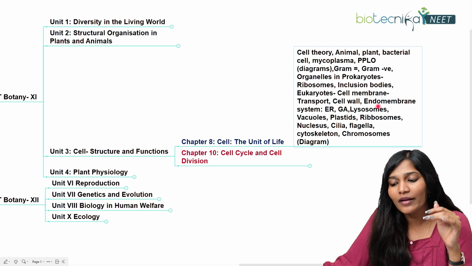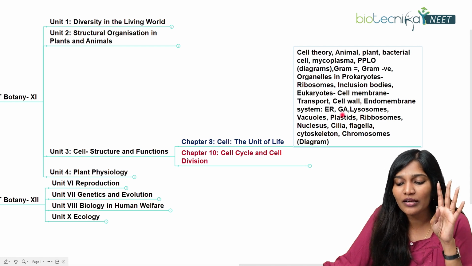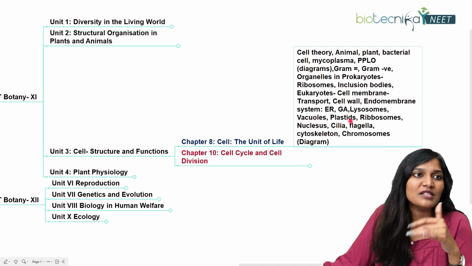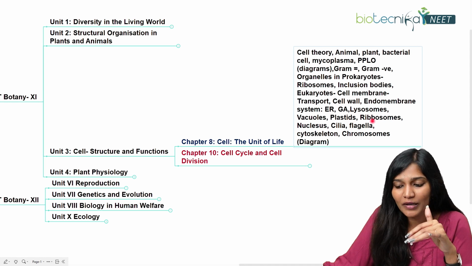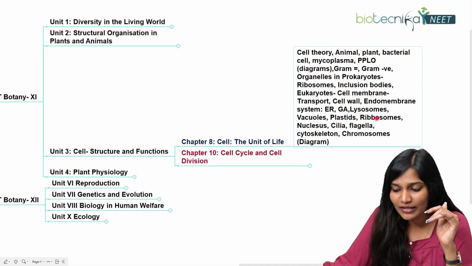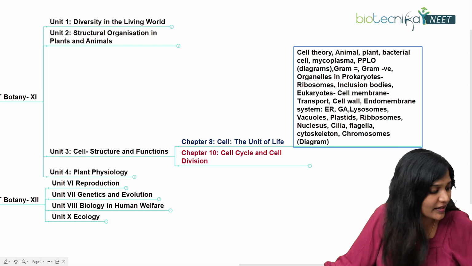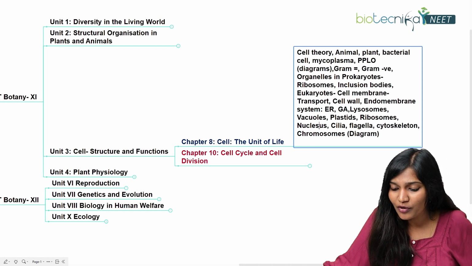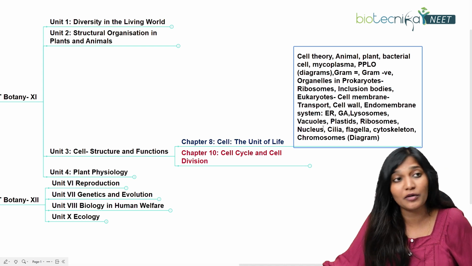And then cell wall, endomembrane system, you're going to learn 4 things together. Endoplasmic reticulum, Golgi apparatus, lysosomes, vacuoles together. And then you'll be studying plastids, types of plastids. Under that, you have to study the chloroplast. And then ribosomes you have to study. And then you will be studying nucleus. Nucleus is very important, which is given in the NCERT book at the last, but very important.